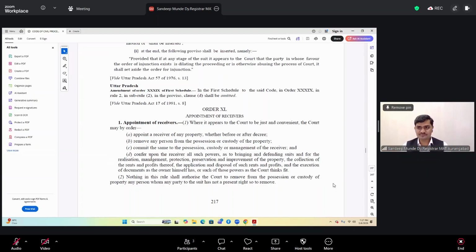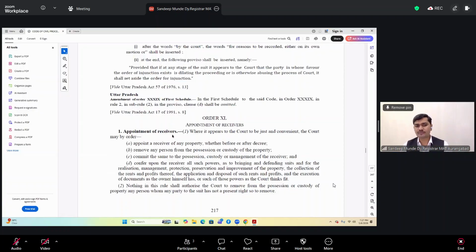Now, from this part, the last order deals with the appointment of receivers, which contains only 5 rules: for which purposes the court has power to appoint the receiver, what the duties of the receivers are, and what the powers of the receivers are that have been given under Order 40.